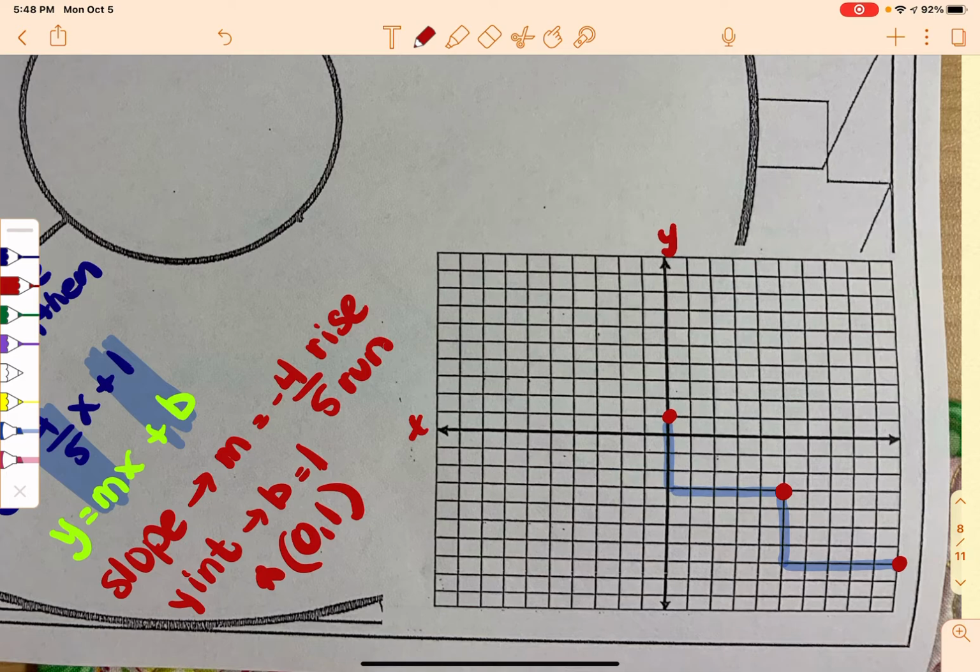Now, if I'm going to do this, I'm going to work backwards now. So now I'm going to go up 4, back 5. Up 4, back 5. Okay, now, going to get our line made. Make sure it has arrows on the end.